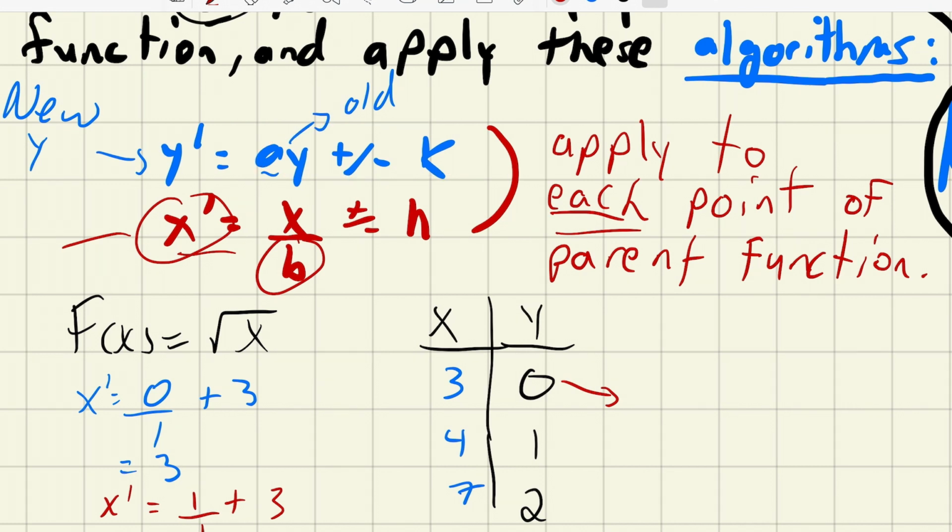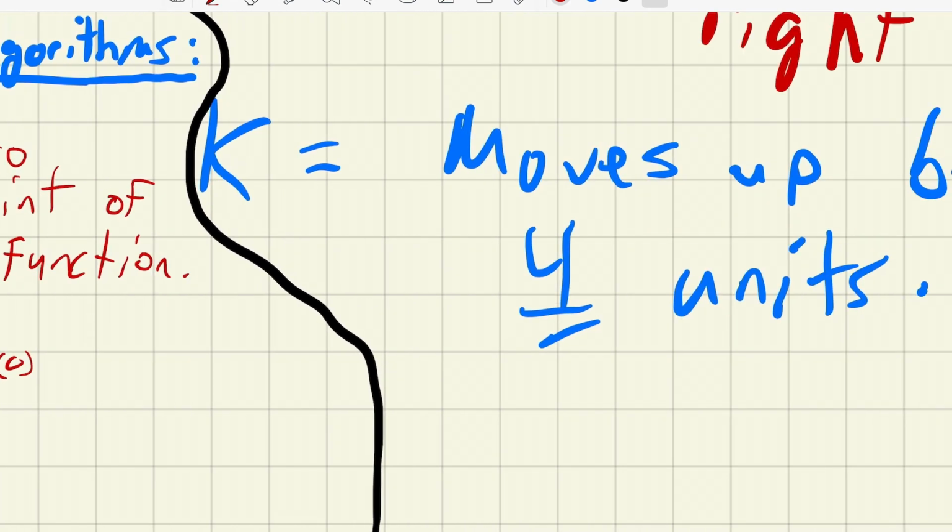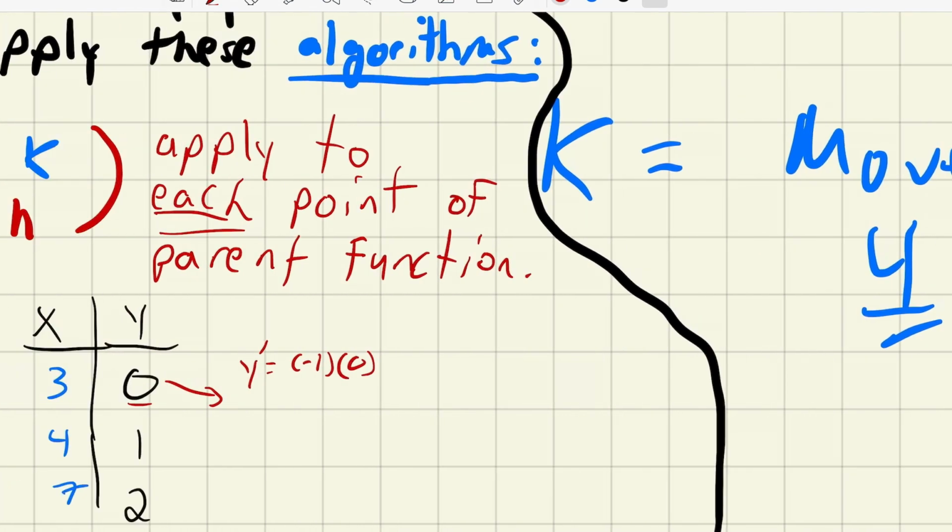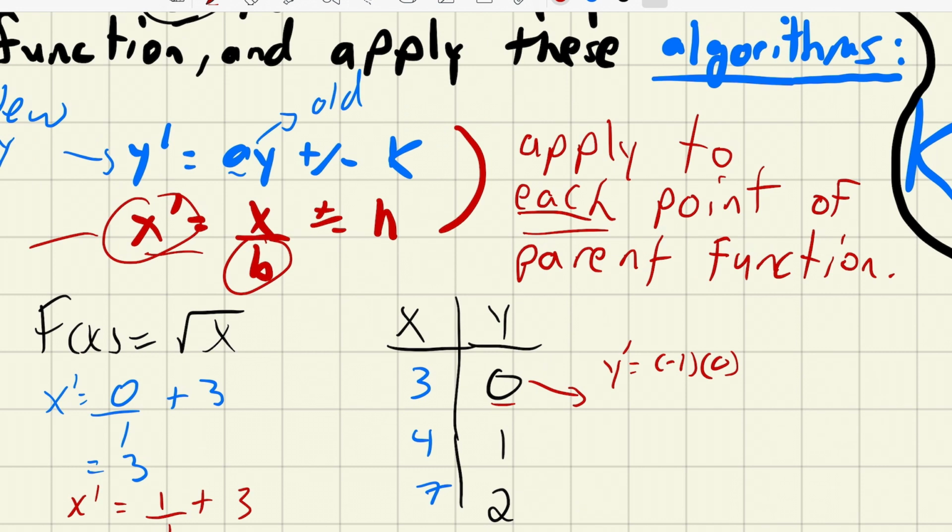So we said that a was -1. So y prime, this is the new y value. We're going to go -1 multiplied by 0 because this value is 0, and then plus k. Now if we look back here, we said that k was positive 4. So -1 times 0 plus 4 gives us a new y value of 4. So the first one where it says 0, we're scratching it out and putting 4.